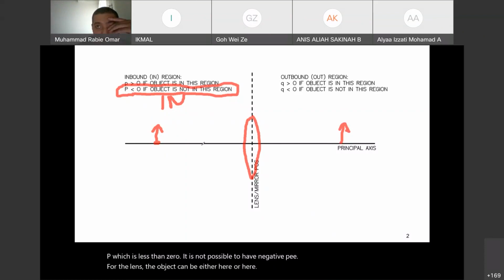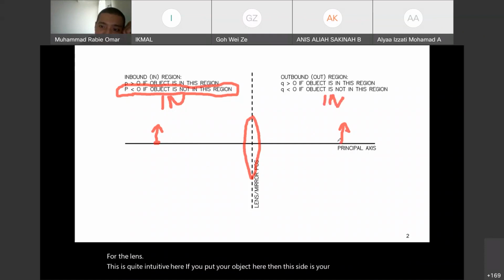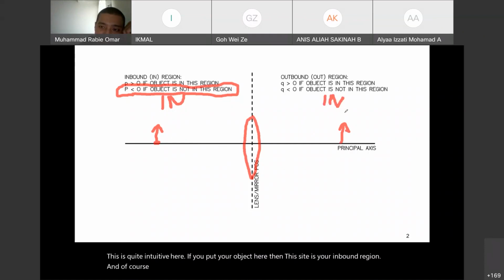So you can flip. It is symmetric. So there is actually no negative P for the lens. This is quite intuitive. If you put your object here, then this side is your inbound region. And of course, your P is located in the inbound region. Then your P should be positive.